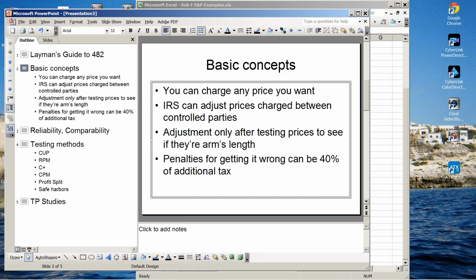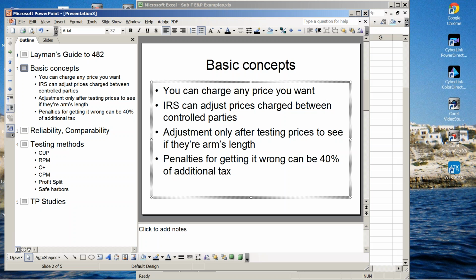Now, how do you find out such a price? Well, you're looking at transaction A, and trying to figure out whether it's arm's length. So you know it's between related parties, how do you tell? Well, there are guidelines for testing in the regulations.